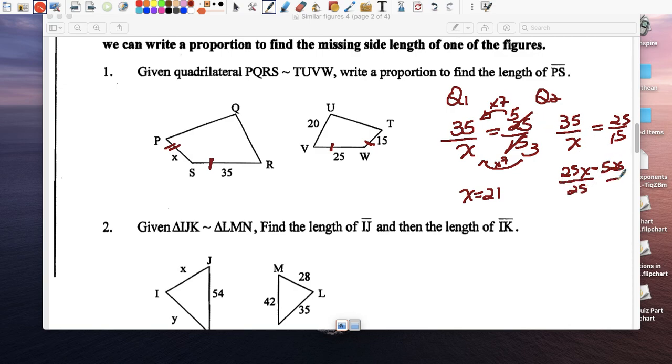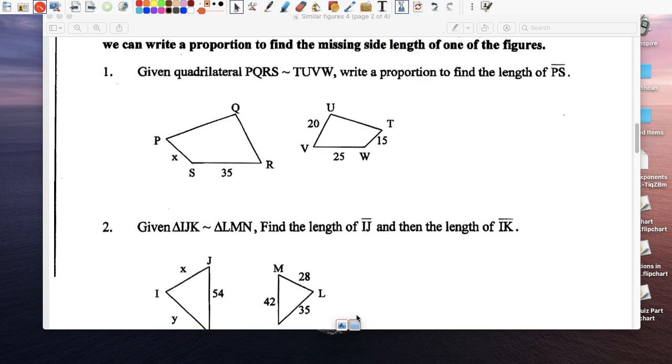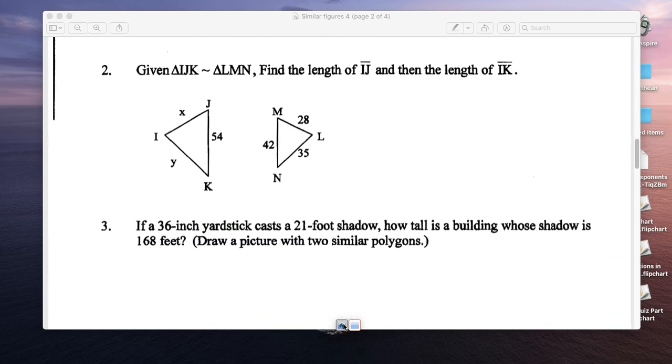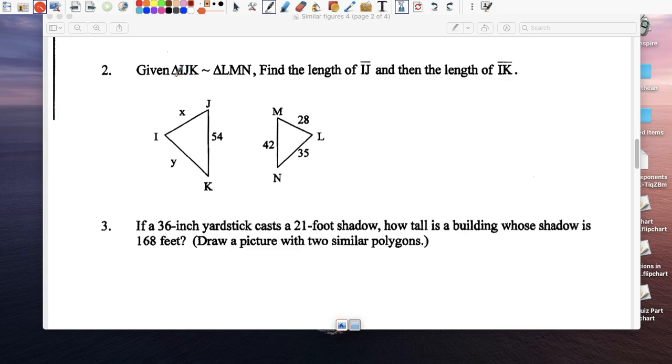Divide both sides by 25, and x equals 21. You get the exact same answer. Okay. Number 2, again, it tells you that they're similar, right? It's telling you it's similar right here. And if they're similar, their angles are exactly the same, and the sides are proportional.